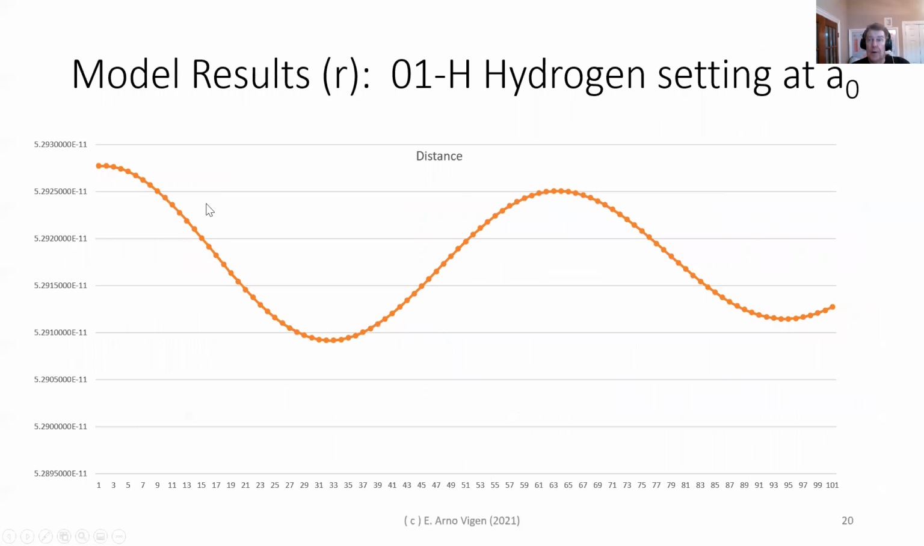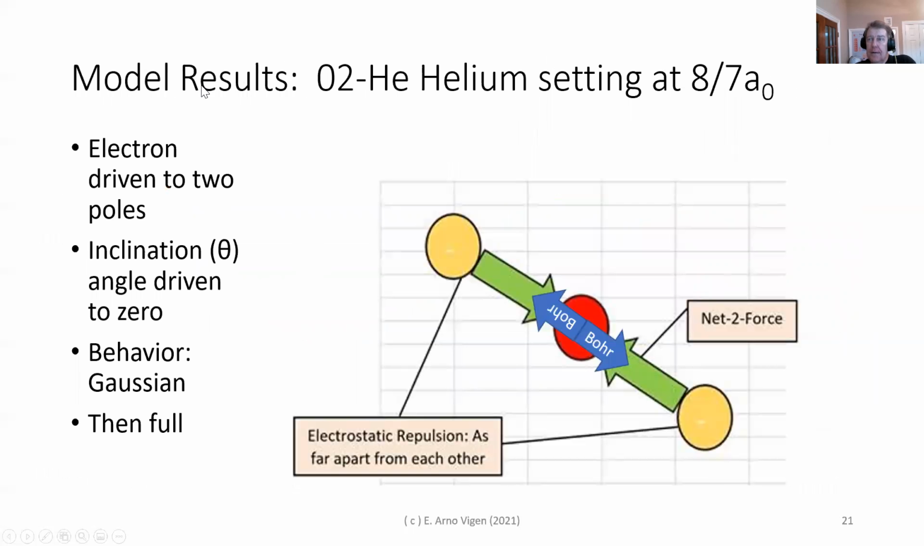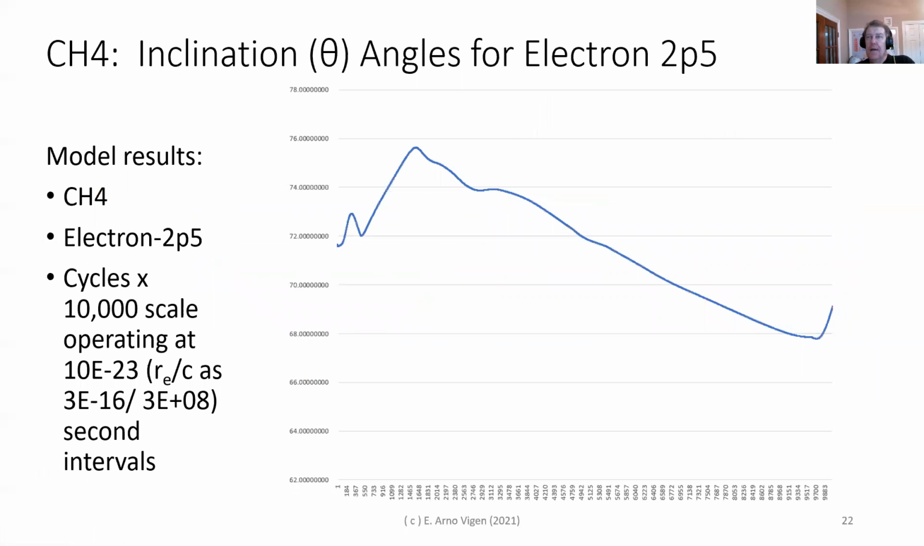So what does the model do? Basically, hydrogen all by itself nicely bounces around and settles around the Bohr radius, okay? In the helium model, the 2 electrons go to the opposite ends. There's no real angular because they get pulled to the poles, okay? Much more interesting, though, is CH4. So CH4, this electron bounces around a little bit, but eventually settles down around 69.5. And that is the 109.5 that we know from experimental evidence.